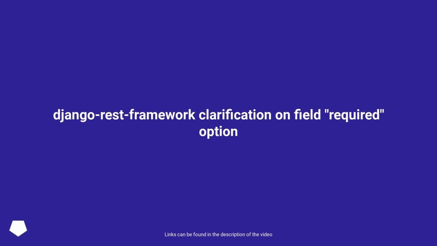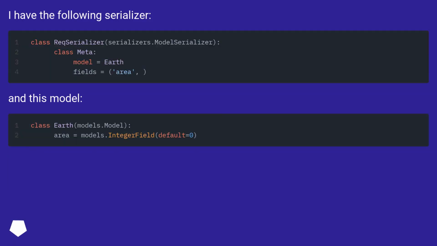Django REST Framework clarification on the field required option. I have the following serializer and this model.